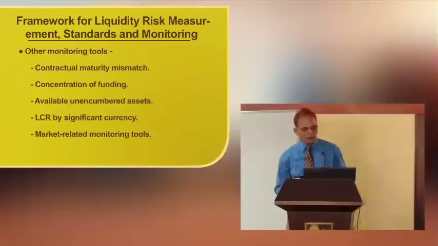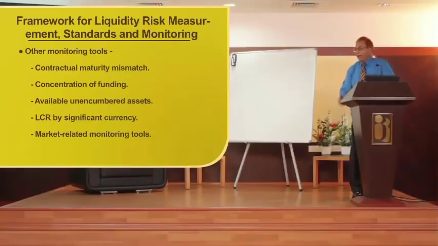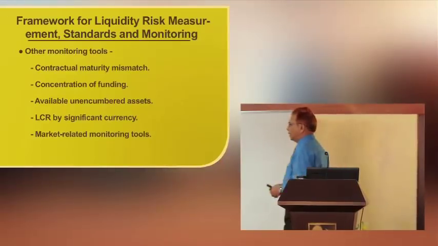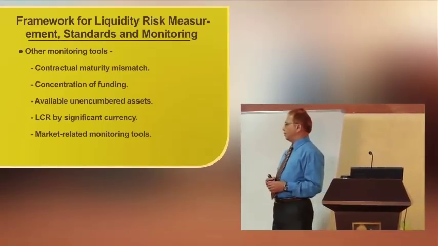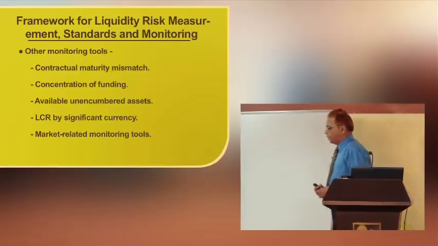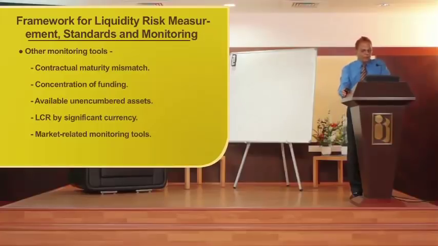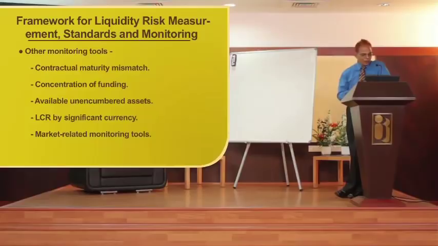So other monitoring tools, like we have the existing one, contractual maturity mismatch, and then concentration of funding. So if a particular bank is more on wholesale funding, doing its funding only through wholesale, then it will have that concentration of funding and it will have a problem in meeting these stable funding ratios. And it also stresses the availability of unencumbered assets. So basically the assets which are not in repo and all, totally free and readily available for the bank whenever it has a liquidity issue.